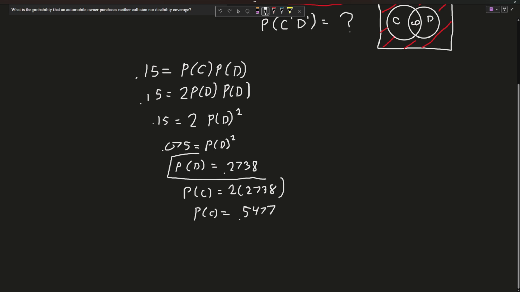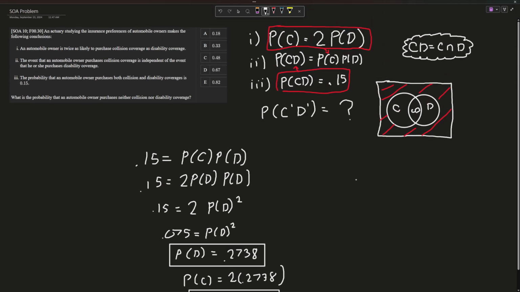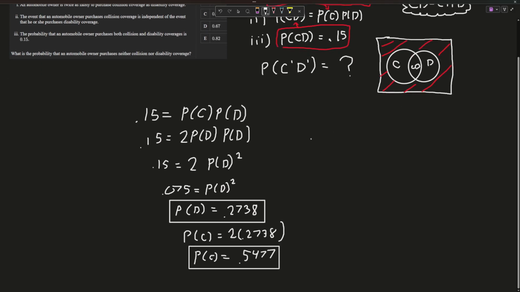So we have our PD, and we have our PC. So we're trying to find this area right here. So we are taking out the union of both of these. So P of (C union D) complement is equal to 1 minus the probability of the union of C and D.